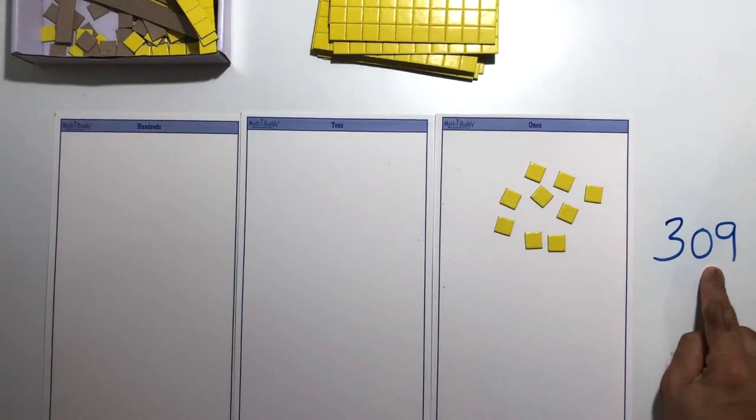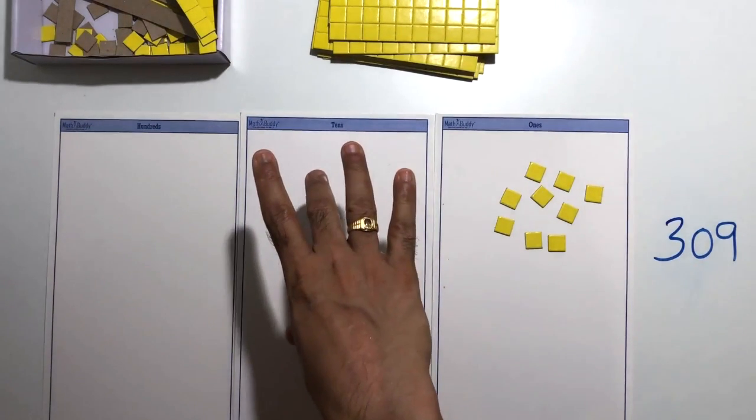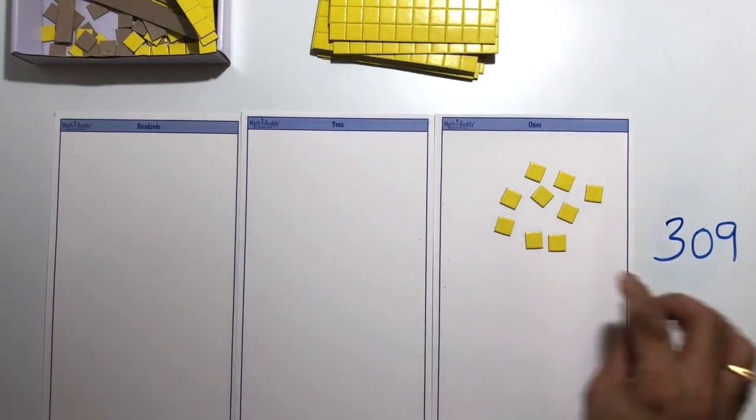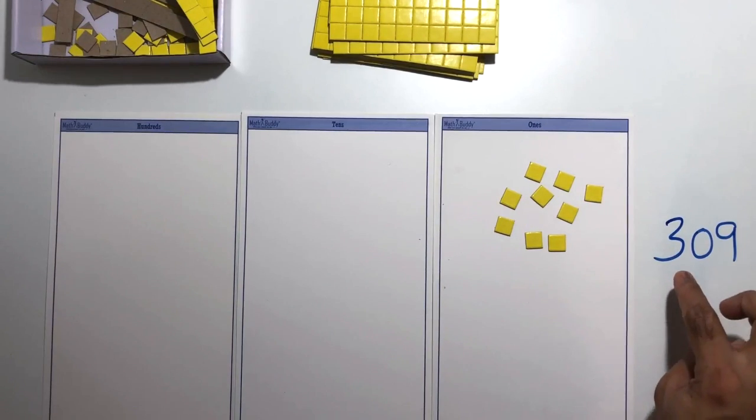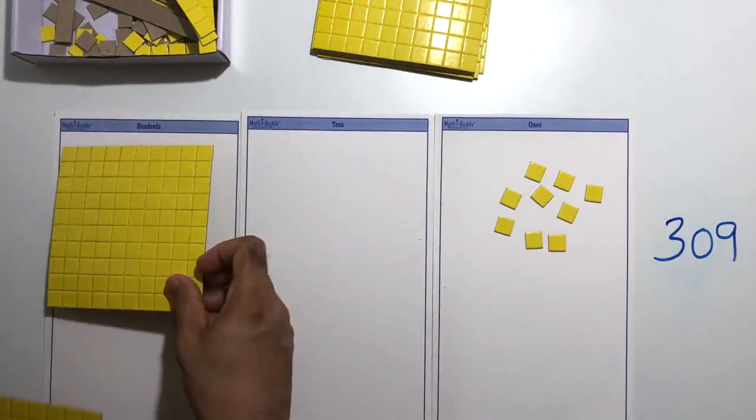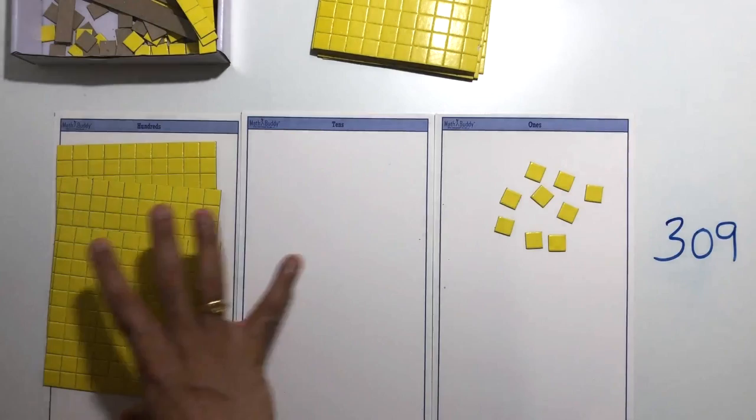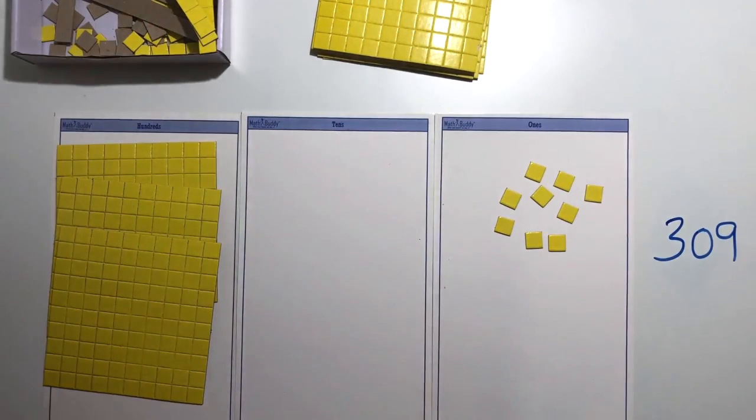Is there anything in the tens place? There is 0 in the tens place, so we don't have any rods to represent here. How about the hundreds place? There are 3 hundreds. So we place 3 flats here. So 1, 2, and 3. So this represents the number 309.